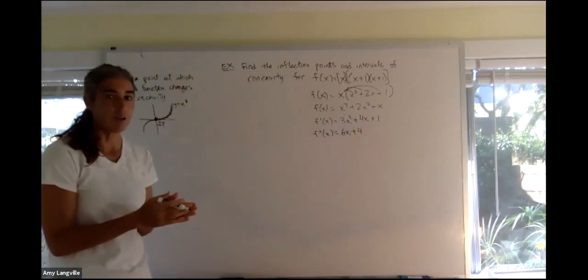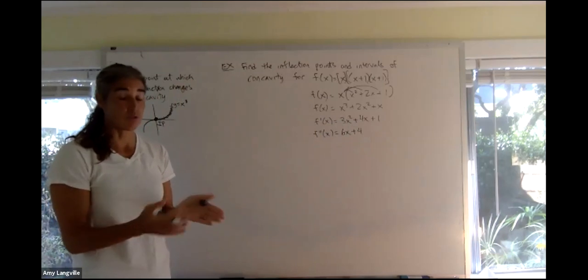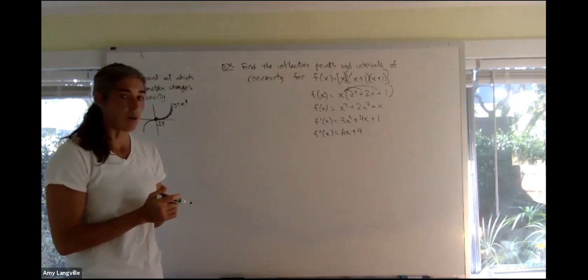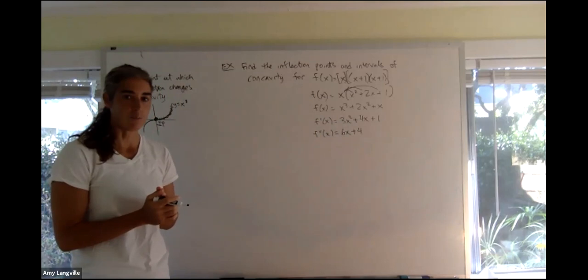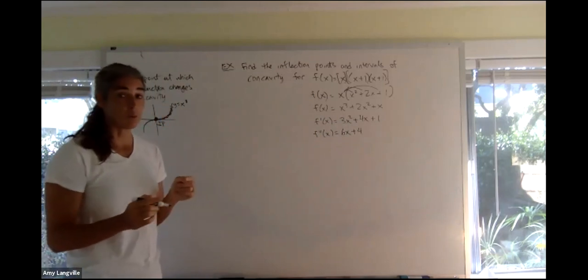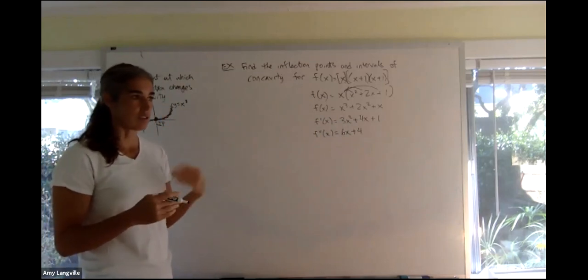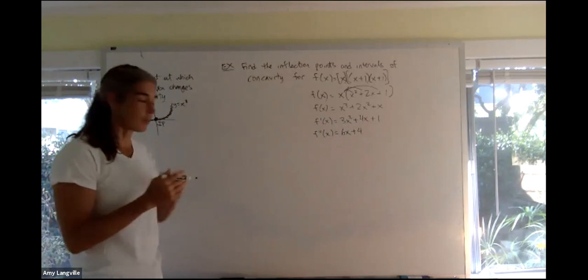Okay, now I'm ready, once I have all these pieces, to tell you about the algorithm to find out where it's concave up and where it's concave down. This is very similar to something we've already done. It's almost like an extension or level up from that.